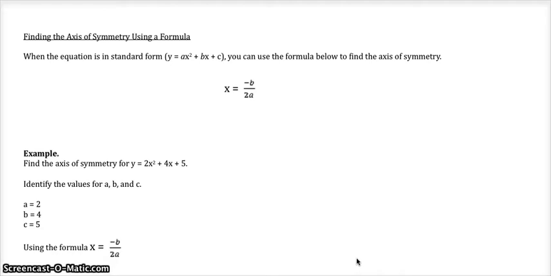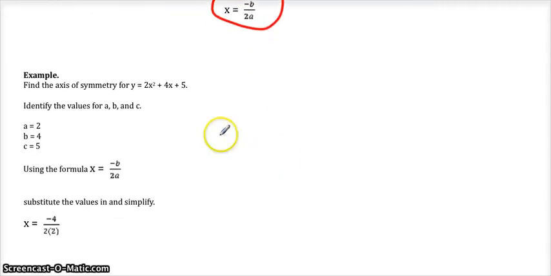And this is why we were going over standard form so much in class, to get you to remember that, because we're going to have to be able to identify the a and the b in order to get it into this formula. So the first example we have here is find the axis of symmetry for y equals 2x squared plus 4x plus 5. In this case, it is in that standard form, so you can just write down the values.